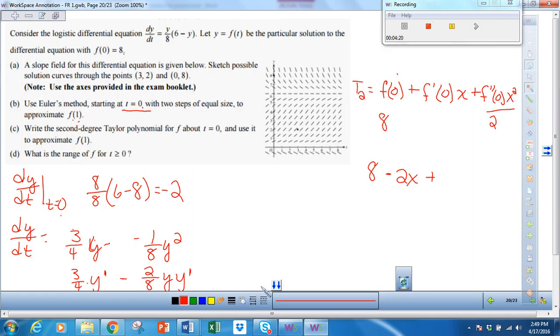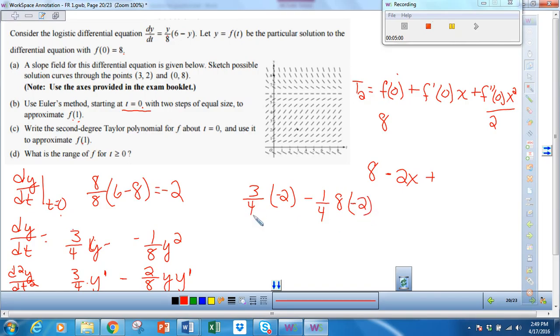And now I have to evaluate that. So evaluating the second derivative, let me just write this. This is the second derivative. It would be 3/4. When t equals 0, we already know that y prime is equal to -2. Then 2/8, I'm going to change that to 1/4. When t equals 0, we know that y is 8 times y prime, which is -2.